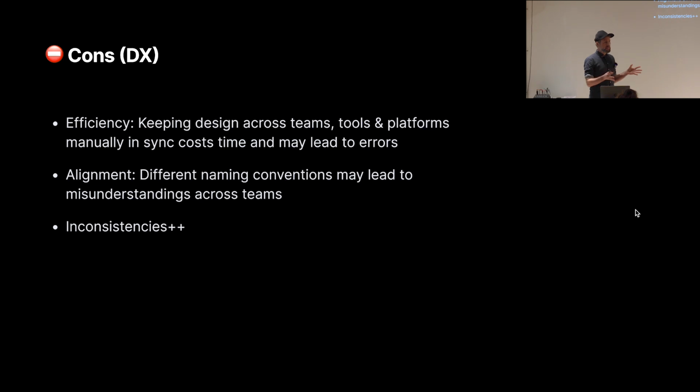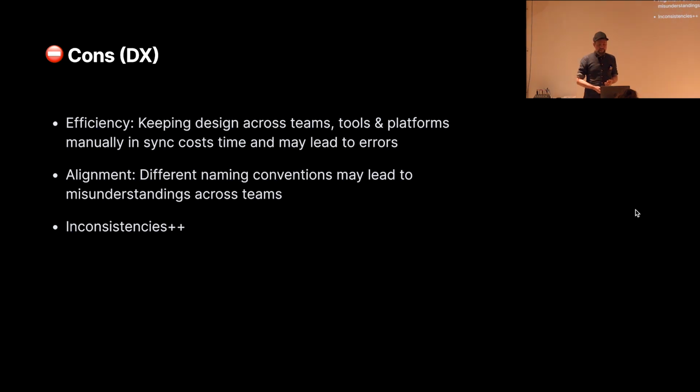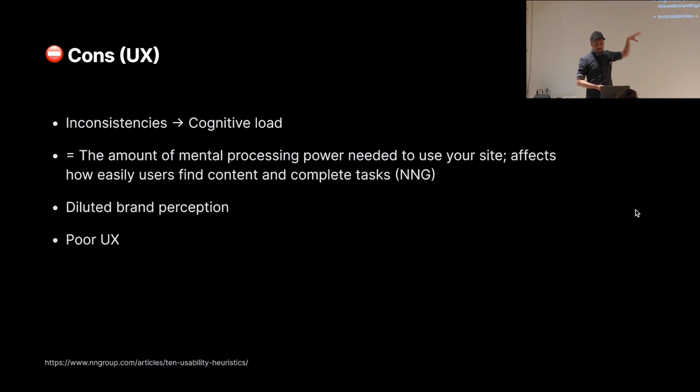So keeping your design in sync manually across different platforms is really time intensive and may lead to errors. Also, alignment between teams is difficult because, as we've seen here, if all these different names exist, you don't have a common language. So if one team calls it Pink 1 and the other one Pink 500, misunderstandings are definitely more likely. And this is from a developer point probably an issue, or from a business perspective, but we also have UX implications. So inconsistencies are more likely, and they may lead to more cognitive load, and it may also dilute your brand perception. In sum, you might have a poor user experience in the end.